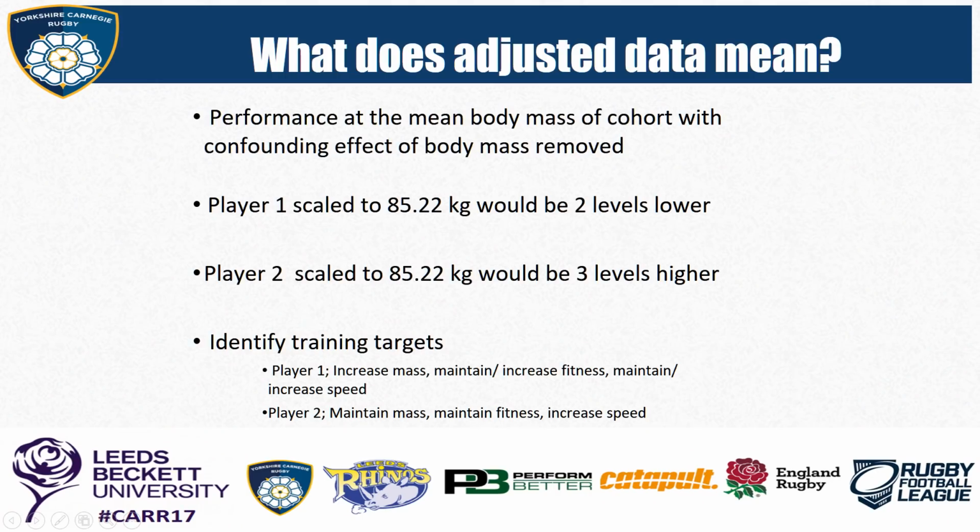And then I suppose we need to understand what that data means. So essentially what I've explained to you there is that if those 2 players are both at the same body mass, exact replicas, how would they actually perform? And then I don't know whether or not you can actually do this, but in my head it makes sense. You can identify training targets from that. So from player 1, he's obviously 70 kilos. To progress through an under 18 pathway, he probably needs to be heavier, even if he's a scrum half. So let's say he needs to increase his mass to progress, but at the same time, he needs to maintain or increase his fitness. So then when he is heavier, he can express a certain level of fitness that we want. And then he can also work on his speed.